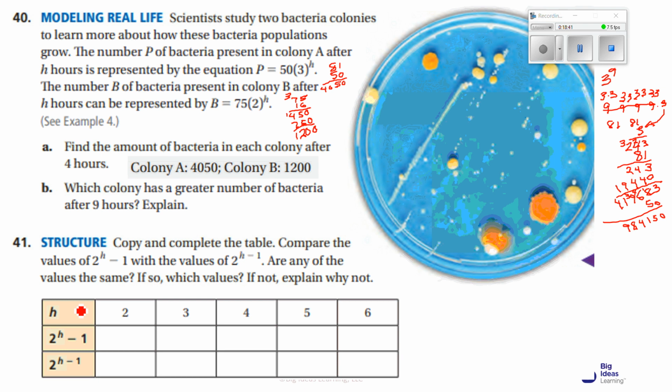Let's see. The second one, we're taking 2 to the 9th power. So 2 to the 9th power, I'm going to work that over here, would be 2 times 2, which is 4. Then 2 times 2, which is 4 again. And 2 times 2, which is 4 again. And 2 times 2, which is 4 again. All right? 4 times 4 is 16. 4 times 4 is 16.